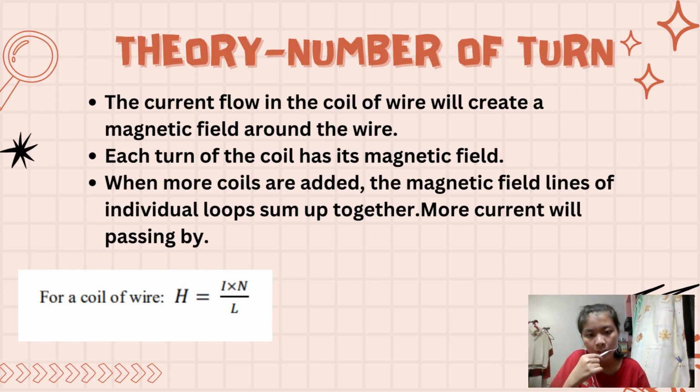The first theory is number of turns. When there are more number of turns, which means more coils are added, the magnetic field lines will become stronger because individual units will sum up together, and this results in more current passing by. And we can see from the relationship H equals I times N over L. When N increases, H will also increase.